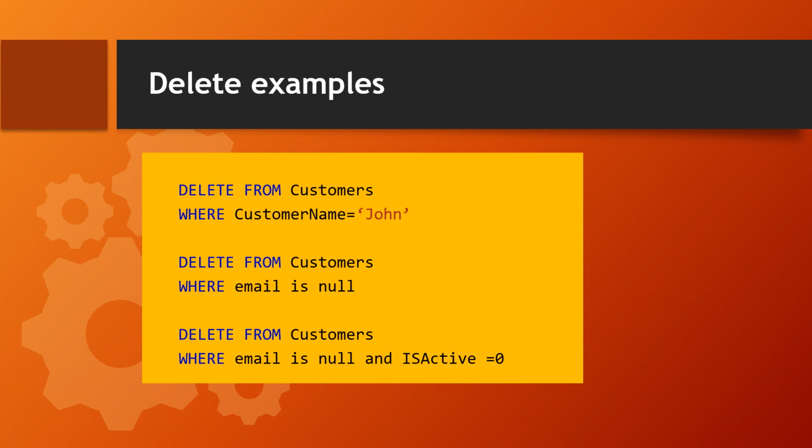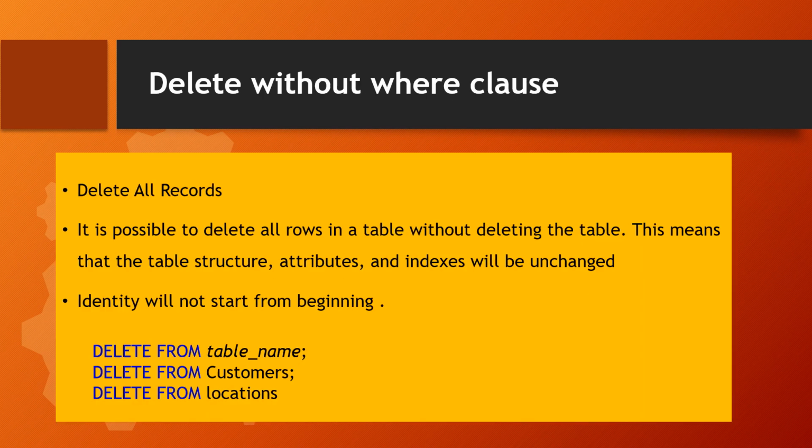Another example is delete from customer where email ID is null. All the customers will get deleted if they have email ID null, meaning blank, or they have nothing in that particular column. Null is itself a value in the column. And the third example is delete from customer where email ID is null and is active is 0. Let's see all this stuff by using the practical.